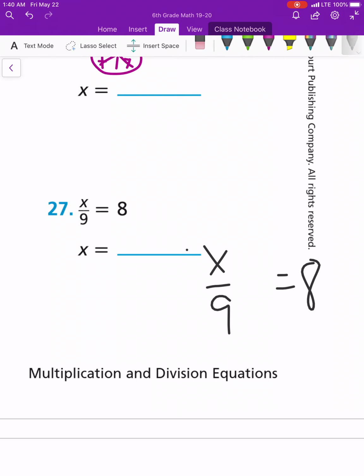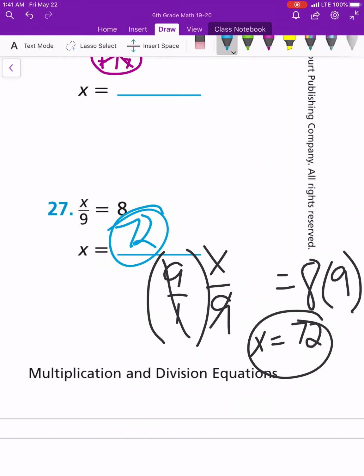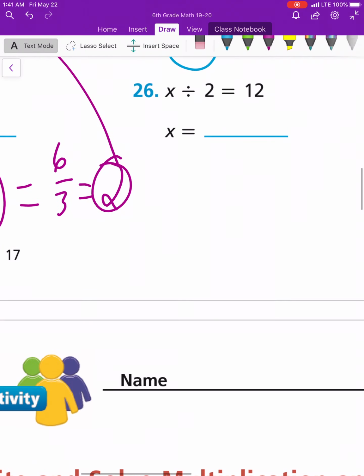So all I have to do is multiply by the inverse, which is 9 over 1. Whatever I do to one side, I have to do to the other. These cancel out. I'm left with x equals 8 times 9 is 72. And then if I plug that in, it will come out with 8. Okay, that's the easy part.